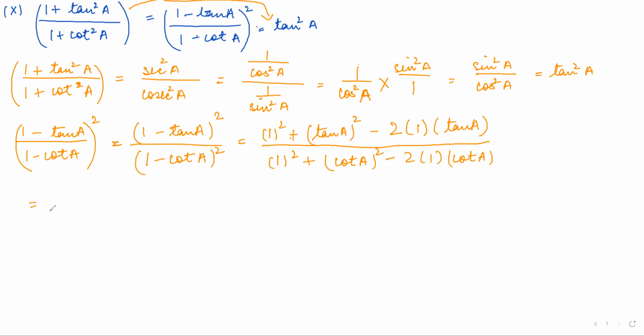Okay. So this will become 1 plus tan square a minus 2 tan a, and then divided by 1 plus cot square a minus 2 cot a. Correct? Yes, ma'am. Okay. You have to show it equal to tan square a, right?